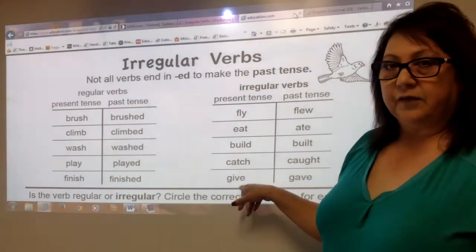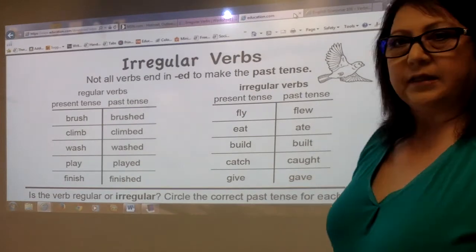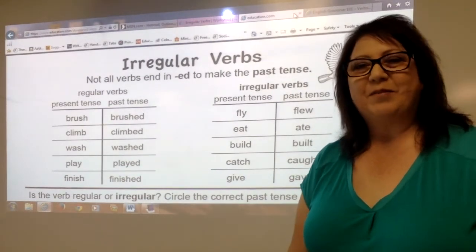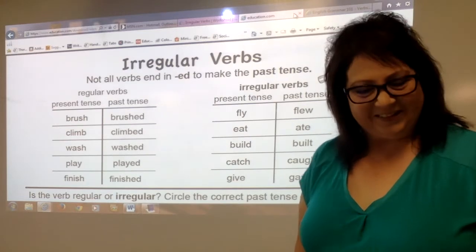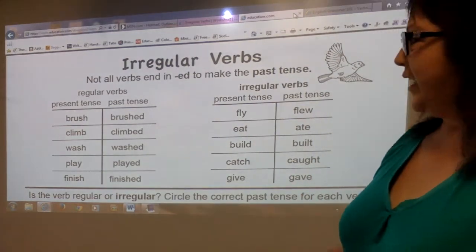Last one, give. Past tense, gave. I gave a present to my mom on Mother's Day. Thank you. So, moving on.